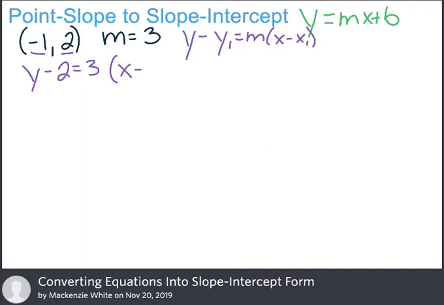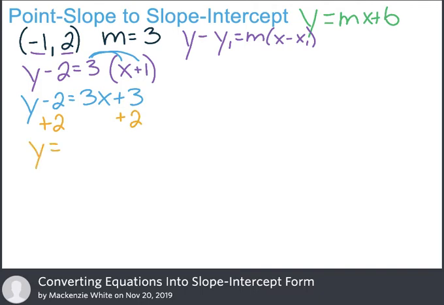Now since I have a negative x value in my coordinate, this is actually going to become x plus 1. So again, whenever you see that plus sign, it tells you that it is going to be a negative value. Now from here, I'm going to distribute my 3 to x and positive 1. So I have y minus 2 equals 3x plus 3. And the objective is we want to get y completely by itself. So in this example, I'm going to add 2 to both sides of my equation. So I have y equals 3x plus 5, where 5 is my y-intercept.